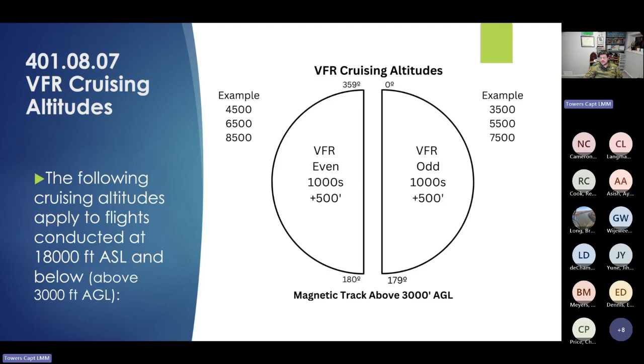flying at even 1,000s plus 500 feet. So 4,500, 6,500, 8,500, 10,500, etc. And when you're flying east, you should be flying at odd 1,000s plus 500. So 3,500, 5,500, 7,500, 9,500, etc. The way I usually remembered it when I was a cadet was "Easterners are odd," is the little mnemonic that I used to remember it. Because when you're flying east, you're going to be flying the odd 1,000s.